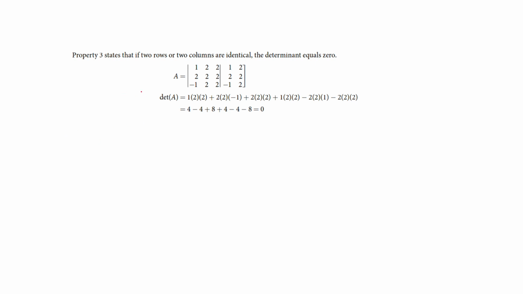Okay, again, this one isn't necessarily intuitive either, but it's just the math. By having 2 rows or 2 columns that repeat, you're going to get repeats on the back end, repeats on the subtraction end, and so they're going to make everything cancel out. So if 2 rows or 2 columns are identical, the determinant is going to equal 0.